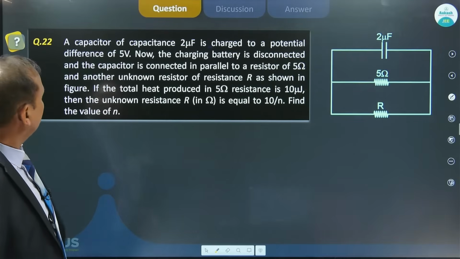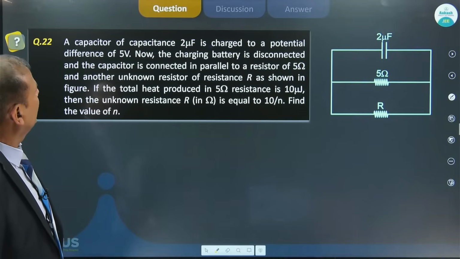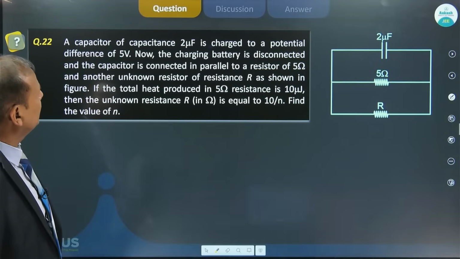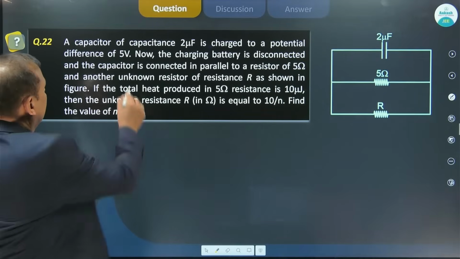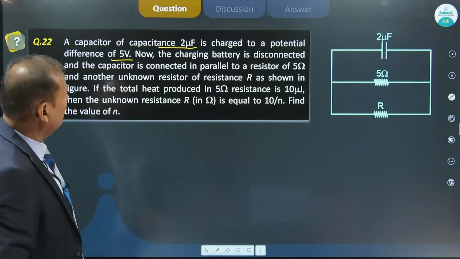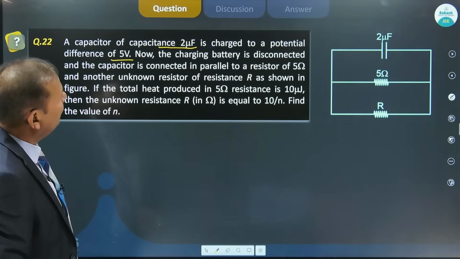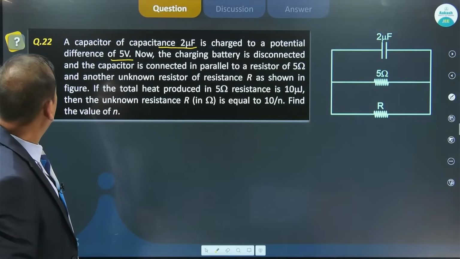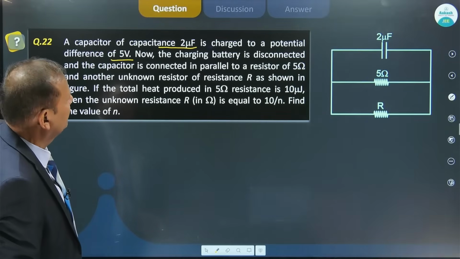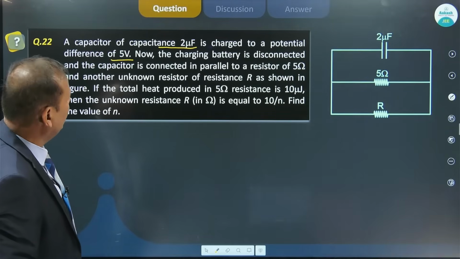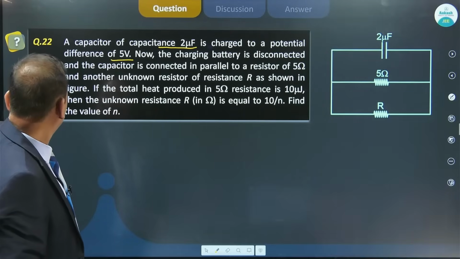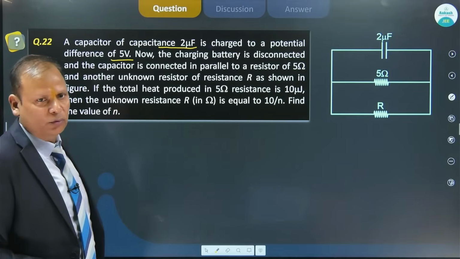A capacitor of capacitance 2 microfarad is charged to a potential difference of 5 volt. Now the charging battery is disconnected, and the capacitor is connected in parallel to a resistance of 5 ohm and another unknown resistance R. If the total heat produced in 5 ohm is 10 microjoule, then the unknown resistance is equal to.